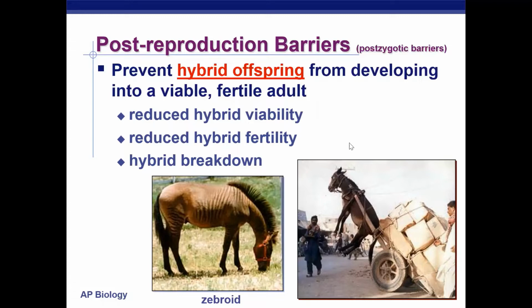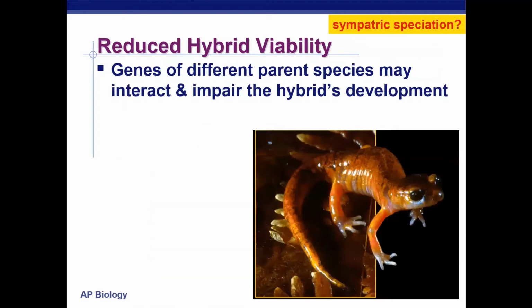For example, a zebroid, which comes about from a horse and a zebra that are hybridized with each other. You get a zebroid, it ends up being sterile, so it doesn't become its own species. And here we have a mule that comes from a donkey and a horse being mated. A mule ends up being sterile as well. So let's look at these. Let's look at the first one, reduced hybrid viability.